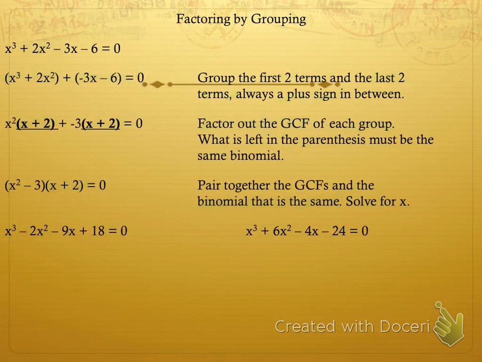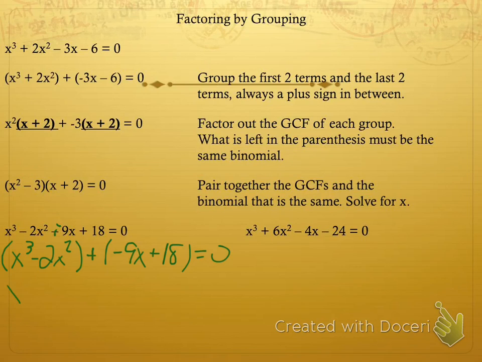So again, when I'm doing this first one, first thing I'm going to do is plus a negative in the middle. Make sure I have an addition sign in between my parentheses. Then I have x to the third minus 2x squared plus negative 9x plus 18. That all equals 0.